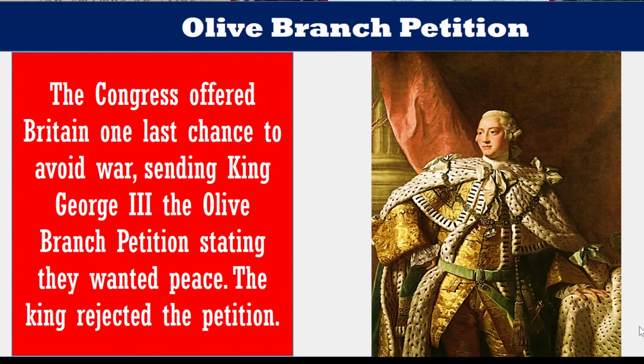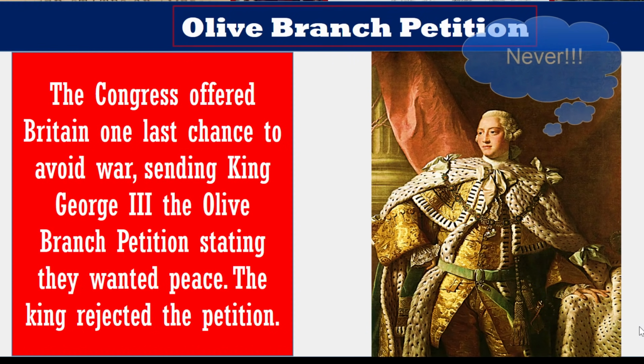The Congress offered Britain one last chance to avoid war, sending King George III what became known as the Olive Branch Petition, stating that they still wanted peace. However, once again, the king rejected their petition.